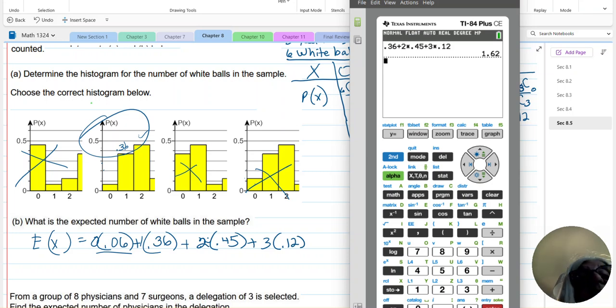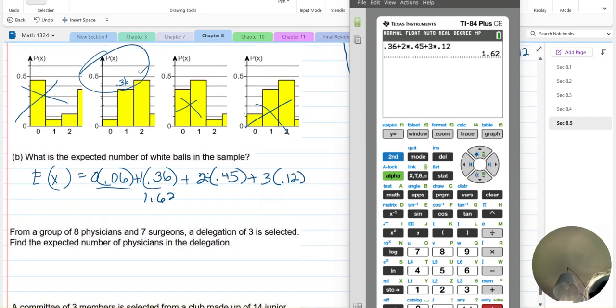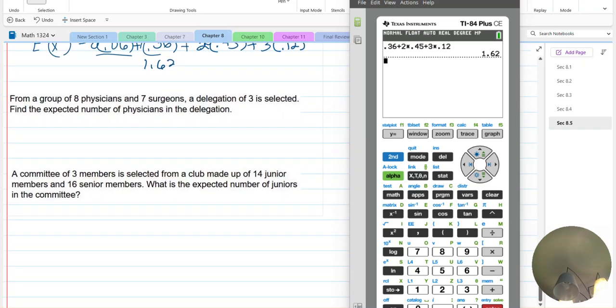Let's see if I got the math right. Oh, problem out. 1, 2. So that is correct. Right, I entered everything right. Good.